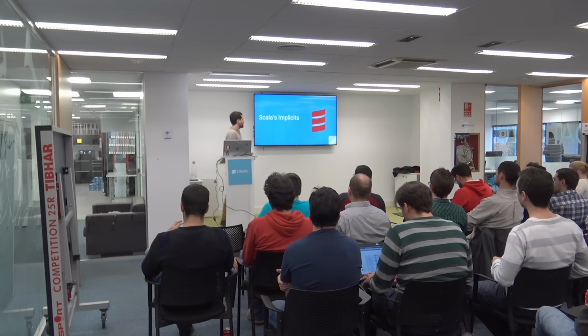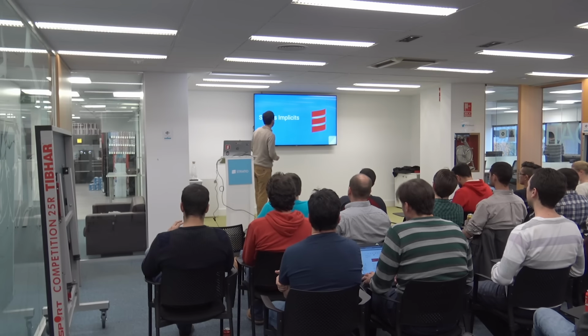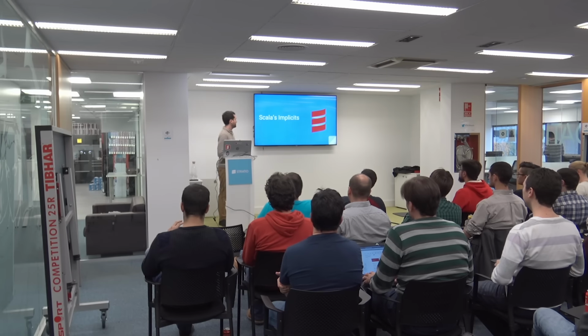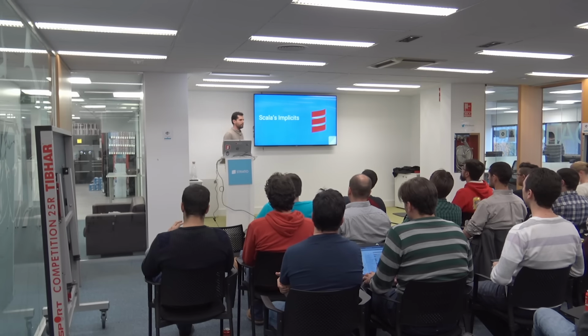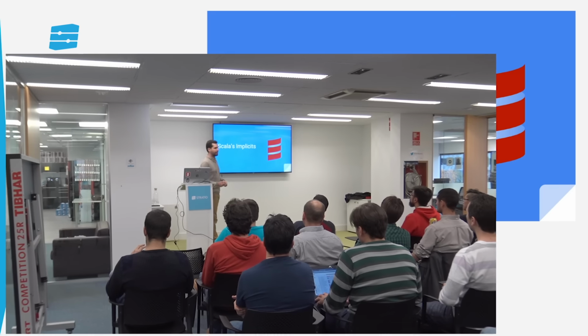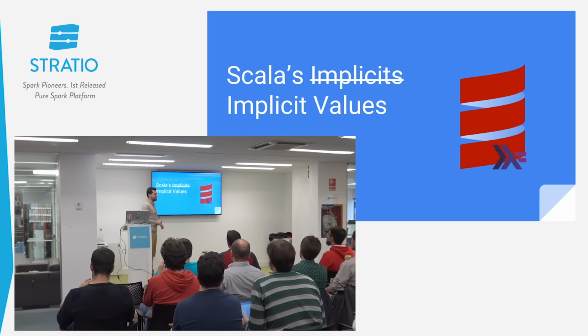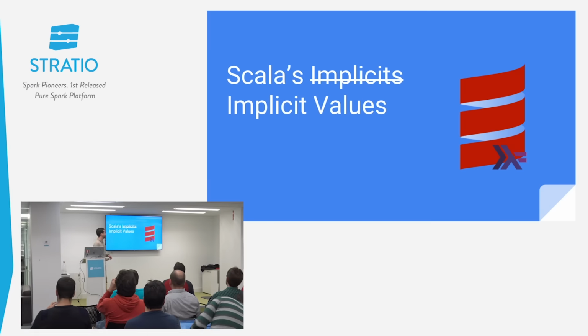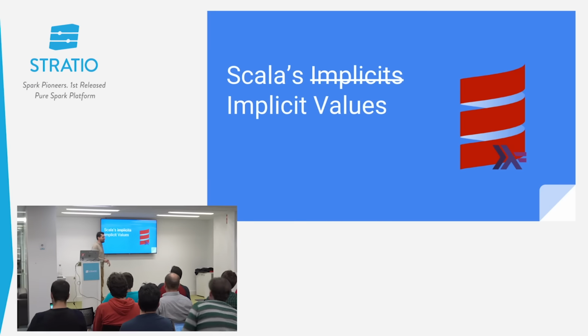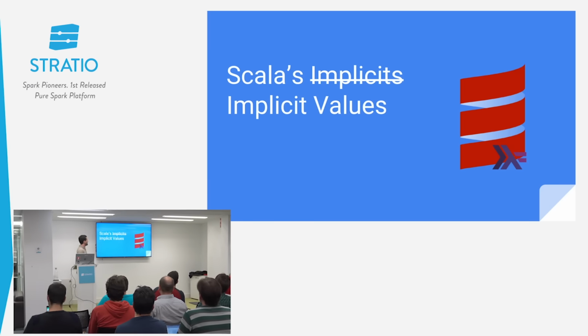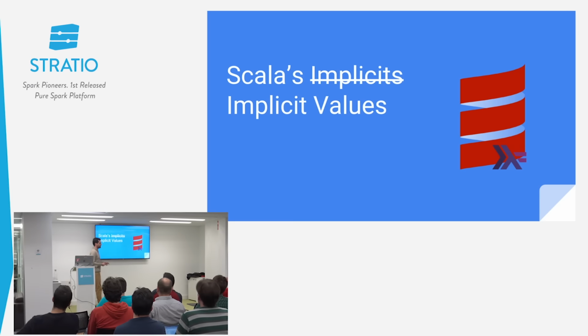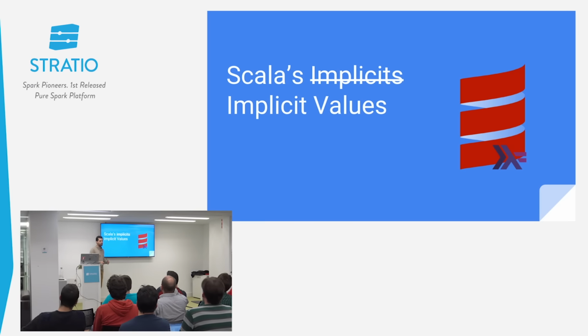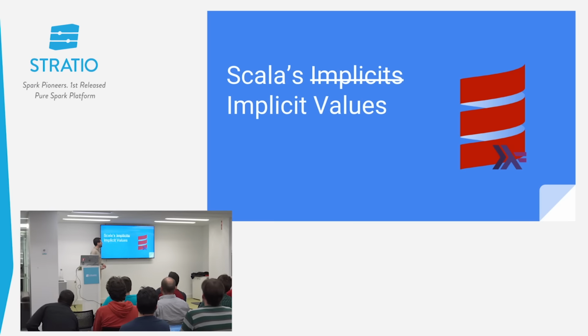Okay, so we are going to start talking about this thing Scala has, which is implicits. We'll start by correcting a mistake here. We have not implicits. Implicit is an adjective, not a noun, so you can have implicits in plural. So it's implicit values or things. It's something implicit you have in your program.